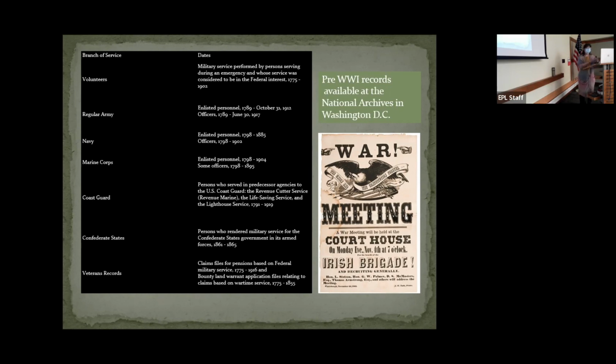So just regular enlisted Army, up to June 30th of 1917, those records are going to be in DC at Archives 1 as well. So you remember what I said about Confederate states. They list Confederate state records being in here, but again, these are those records where the person is swearing amnesty and returning to US citizenship.